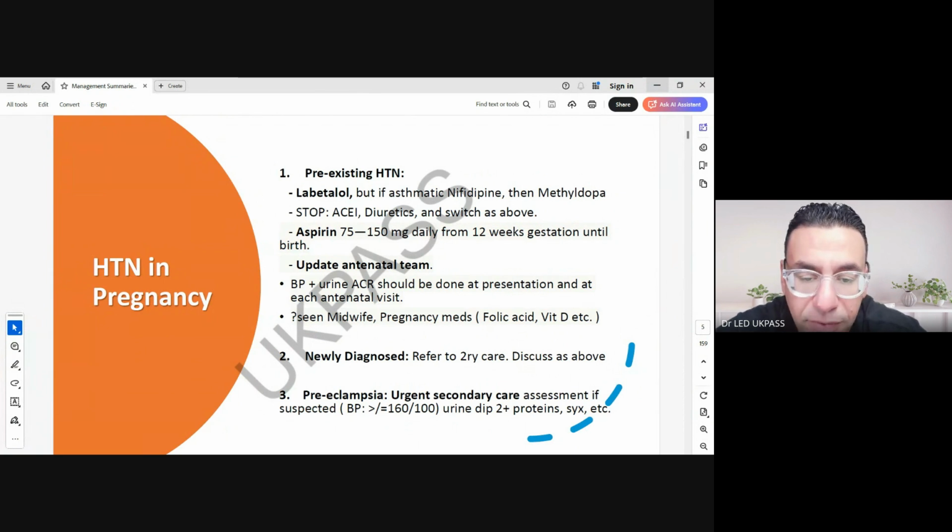Blood pressure needs to be checked, and urine ACR should be done at each and every antenatal visit. ACR, very important. Why? ACR can also guide our treatment plans. So if the patient is having 1+ protein in their urine, and they are hypertensive patients, what do you normally do?